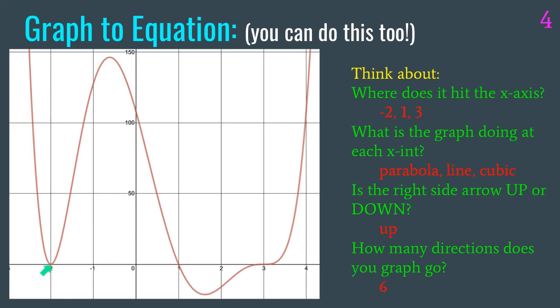It's doing a parabola on the first one. It's doing a line through the second one. And it's doing a cubic back here through 3. And by the way, that last arrow is up. And then it has 6 directions: 1 down, 2, 3, 4, 5, 6. So 6 directions is what we're looking for.